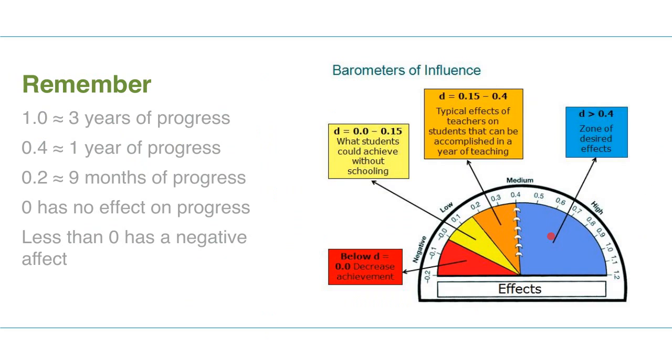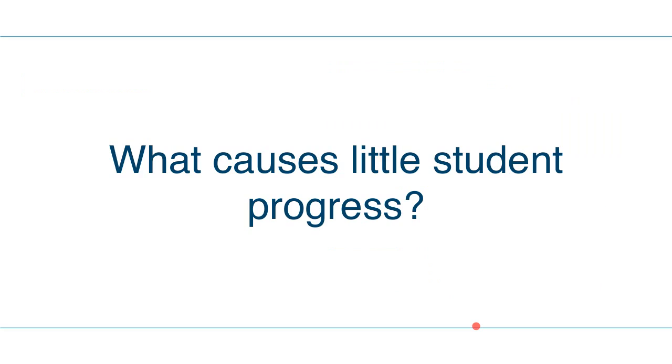So the ones that we're really, really interested in are these ones that have anything above 0.4. So anything more than the average, things that are producing a high amount of student progress.